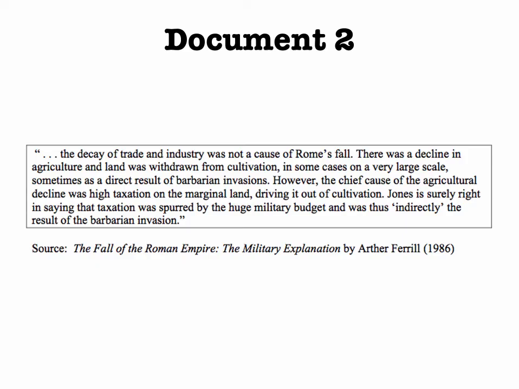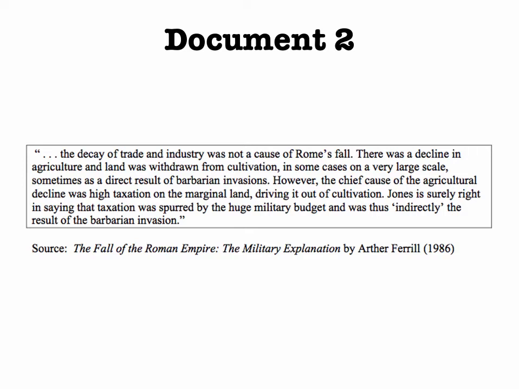Okay, here's document 2. It's from The Fall of the Roman Empire, The Military Explanation by Arthur Farrell. I don't know who that is, but I can see from the copyright date of 1986 that this is another secondary source. The text reads, "The decay of trade and industry was not a cause of Rome's fall.